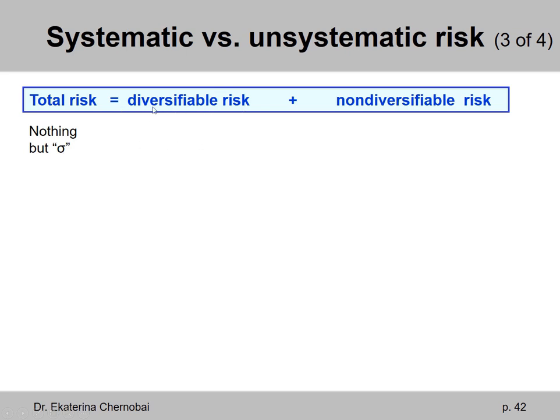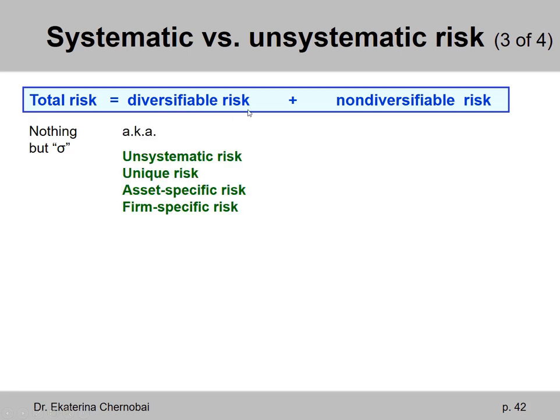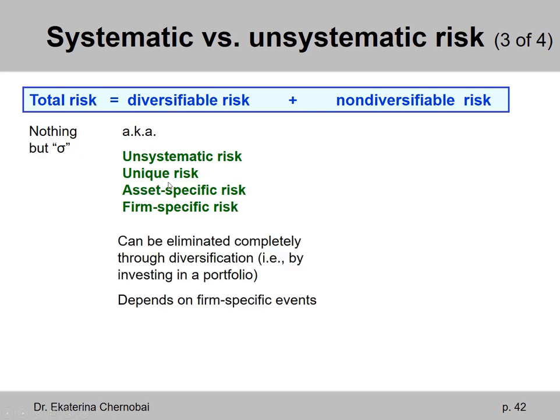Now, diversifiable risk is the fluctuations that we can kind of undo. Well, not undo, but we can lower them by adding more stocks to our portfolio. There are other names which are used interchangeably, and you should know all of them. Unsystematic risk, unique risk, like unique to some company. Asset-specific risk. Asset refers to some company stock. Firm-specific risk. So what does this tell you? Why is it diversifiable risk?